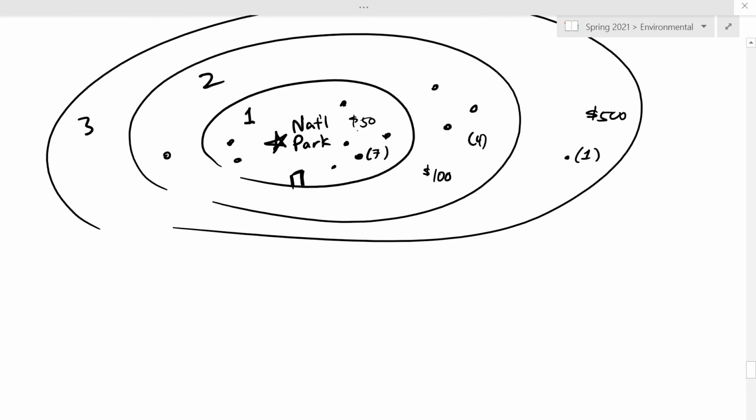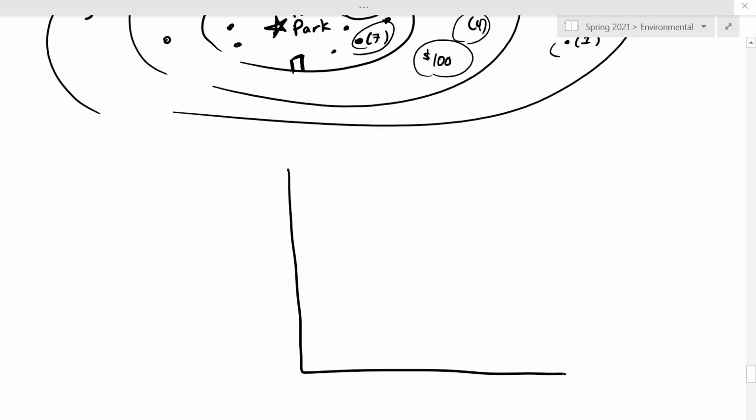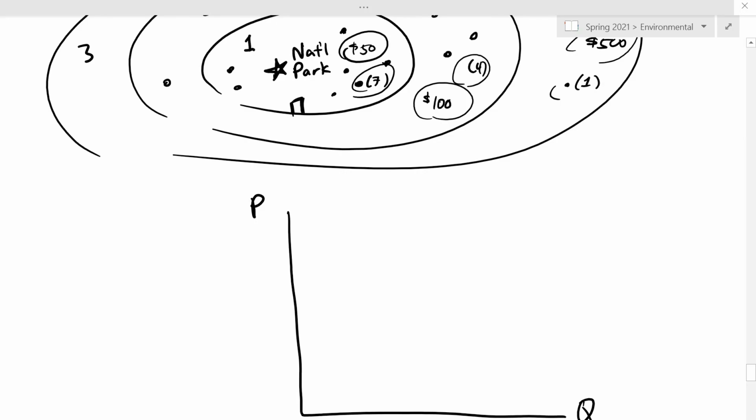You have an average price and a quantity. And what does that give you? Price, quantity. And if the price is really high, like $500, you only had 1 person coming.